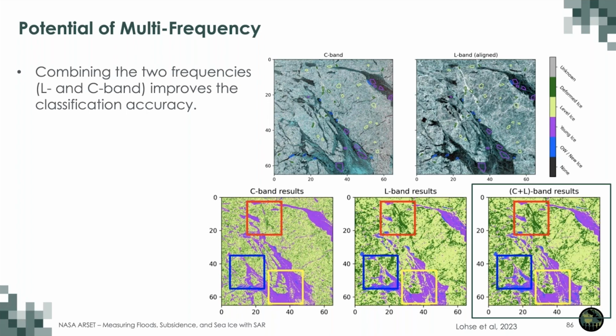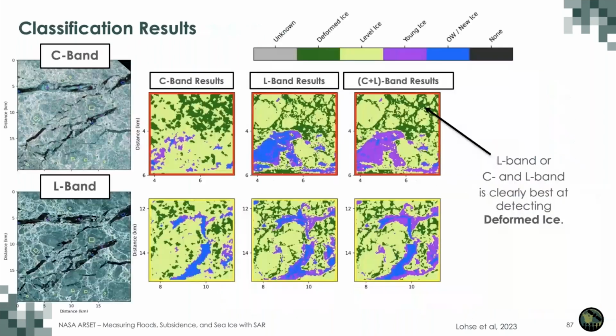The deformed areas in the red rectangle, we can also see quite well that the combination of the two is superior. And if we look here at another example, so different images, we can see that the L-band is generally much better at detecting the deformed ice areas, or the combination of the two. And at no point in time is the L-band completely superior. The combination of the two of them is equally good or better.